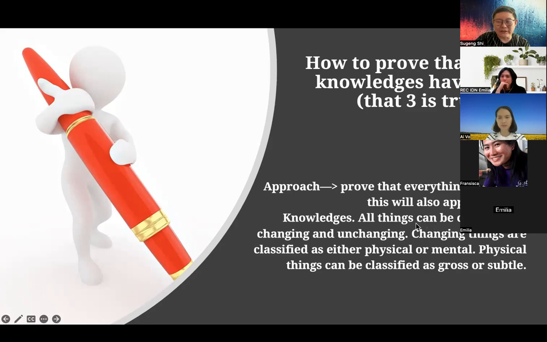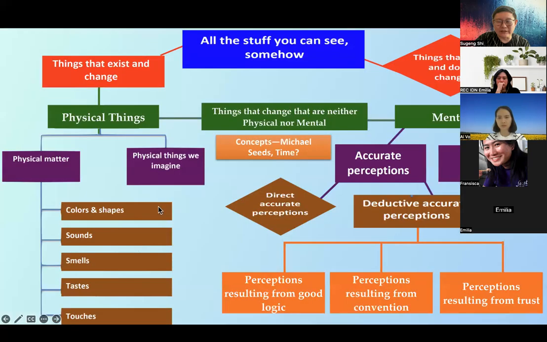We can say that all things can be classified as changing and unchanging. And we can put the unchanging as either physical, mental, or not physical nor mental. And then we can also divide physical as gross and subtle. This is a bit complicated. In fact, in DCI level 7, Geshe Michael used the life tool, one life tool, just to explain this.